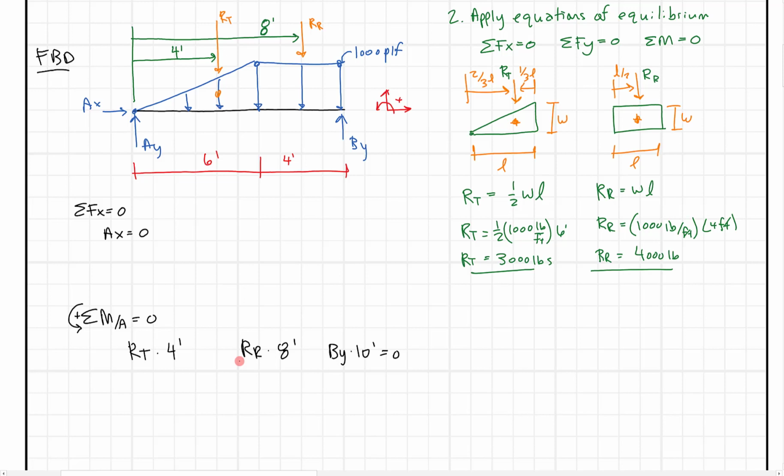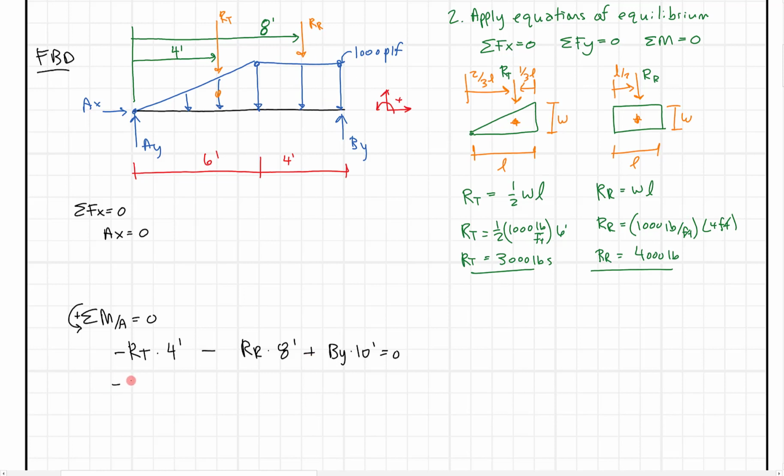Which way are these moments going, or which way are these rotations going? So RT, hopefully you can see it, but it's causing a rotation in this direction. That's opposite of what our positive sign convention is, so we know that that one's going to be negative. Okay, RR is very similar, right? Same direction about point A, same opposite of our positive sign convention, so that one's also going to be negative. Right, and then BY is going the opposite way of these, so we're going to say that's positive.